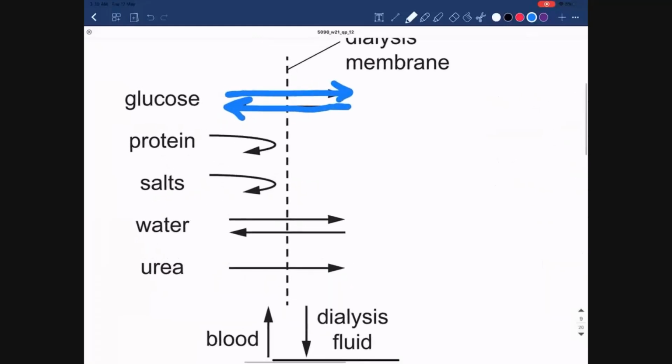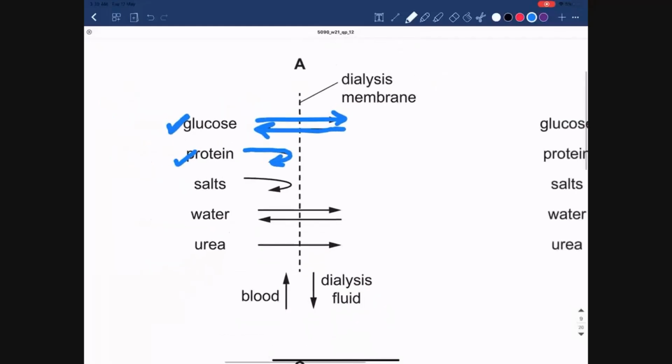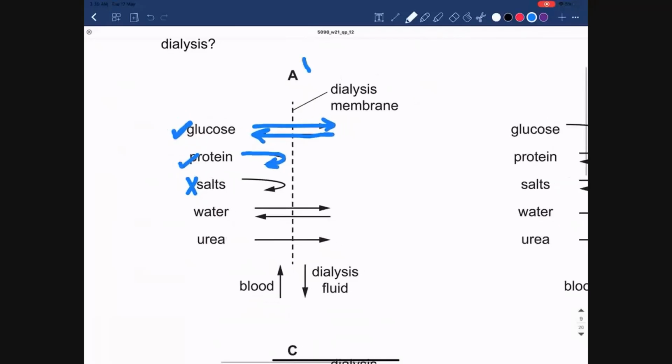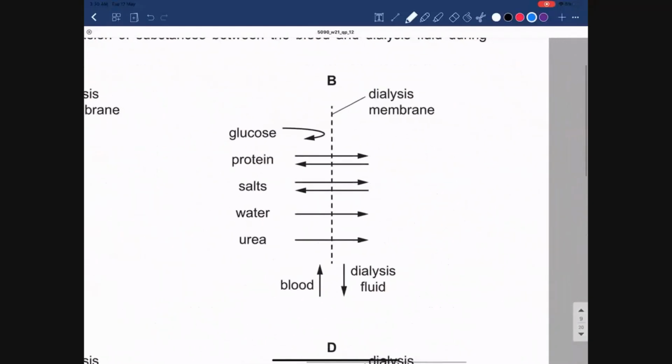Proteins are too large to pass through. So the movement of glucose was true. Proteins are too large to cross the dialysis membrane. This is true as well. This is wrong. Salts can cross the dialysis membrane. So option A cannot be right. Let's move on to option B.